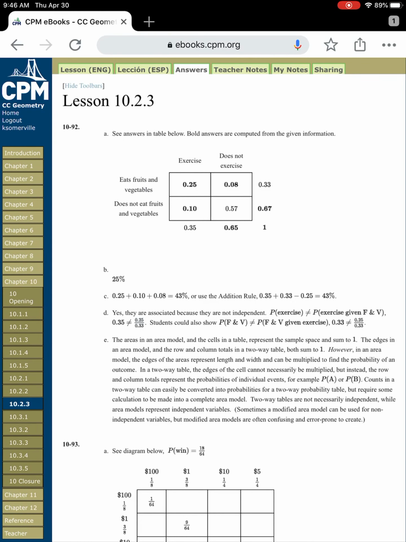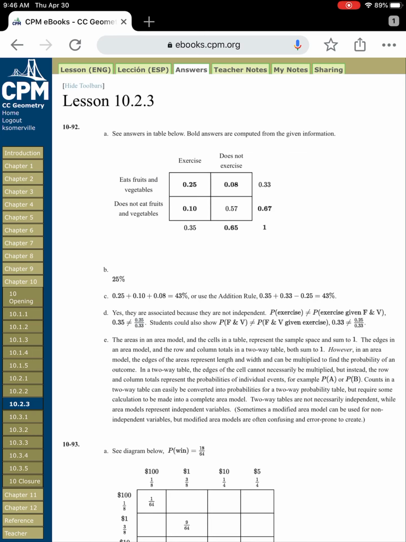So if we look, they've created a two-way table that has exercise or do not exercise in the columns, followed by eating fruits and vegetables or not eating fruits and vegetables for the rows. They filled in the information they had. Remember, you could use the outside of this two-way table to help you check the sums of the inside rows and columns, because they do have to add to that.